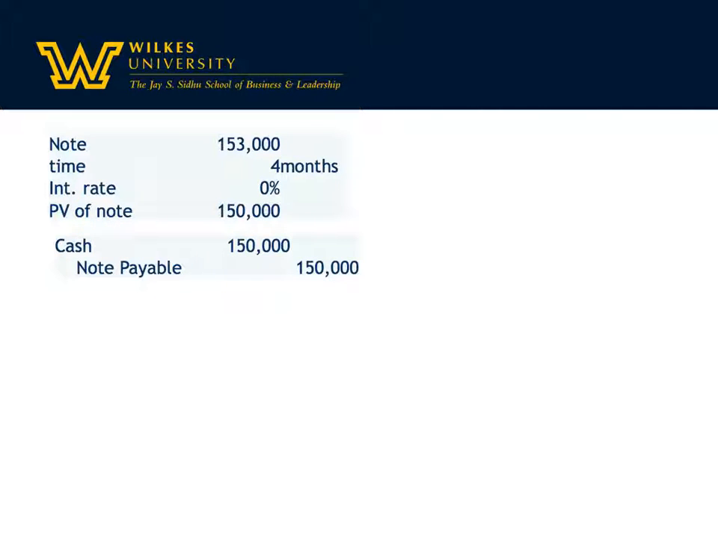One of the ways to handle it is a debit to cash and a credit to notes payable for the $150,000. And you're going to keep this on the books at its current amount, which is the liability for $150,000.